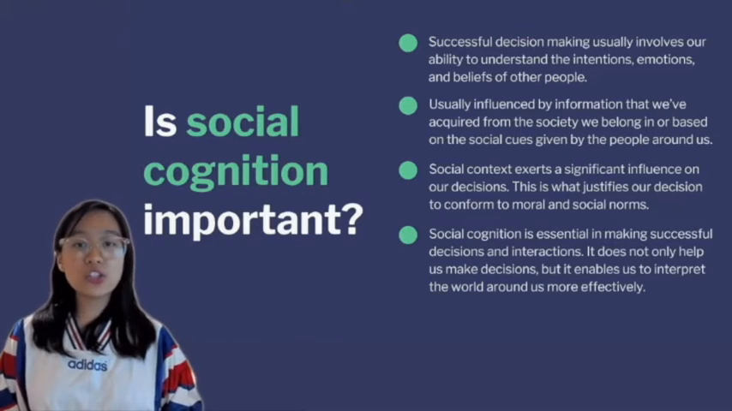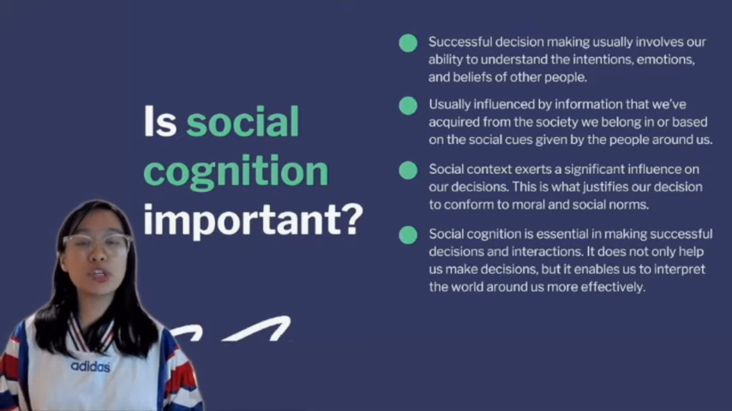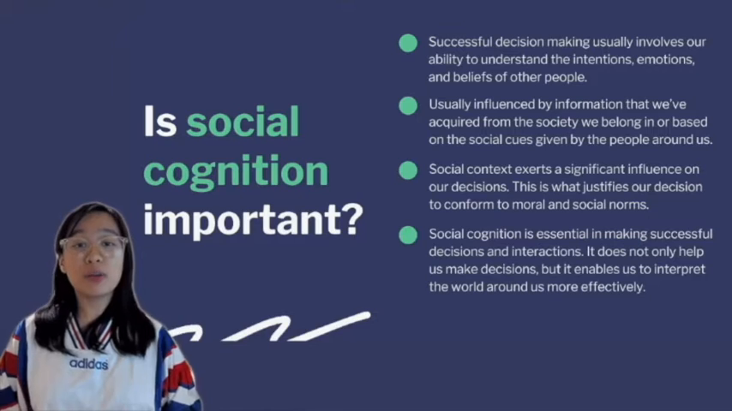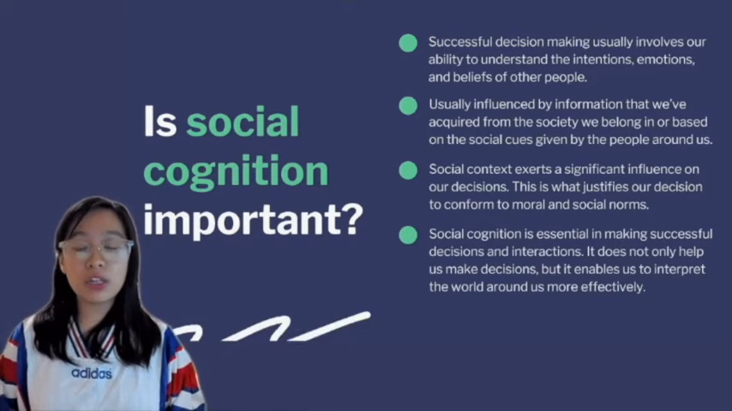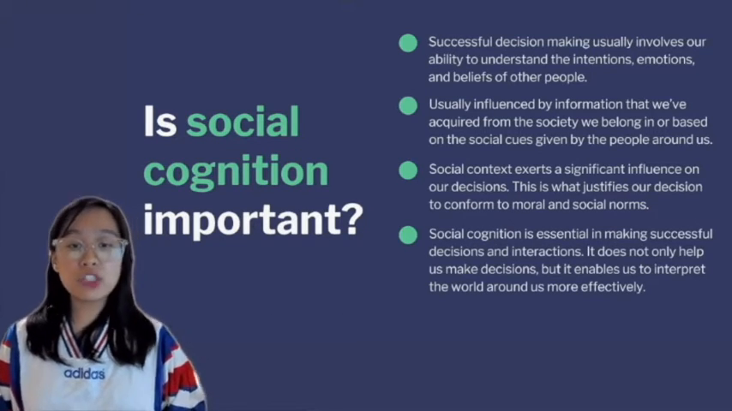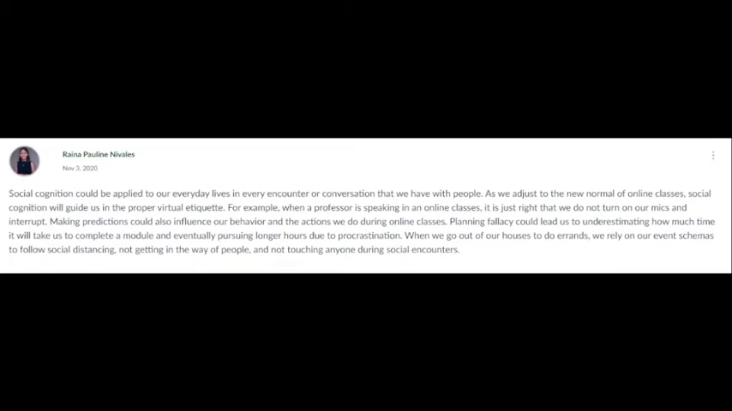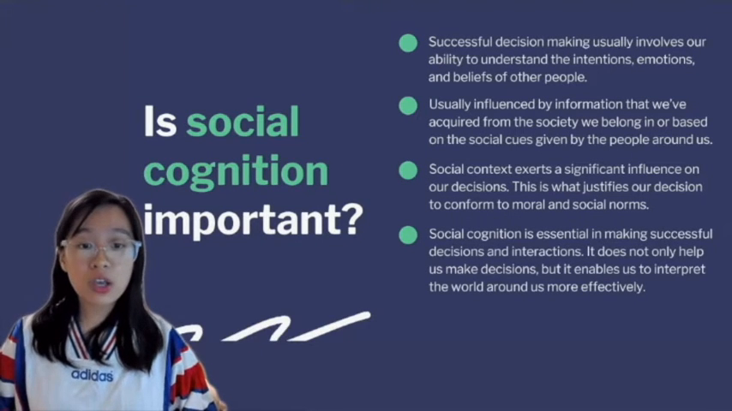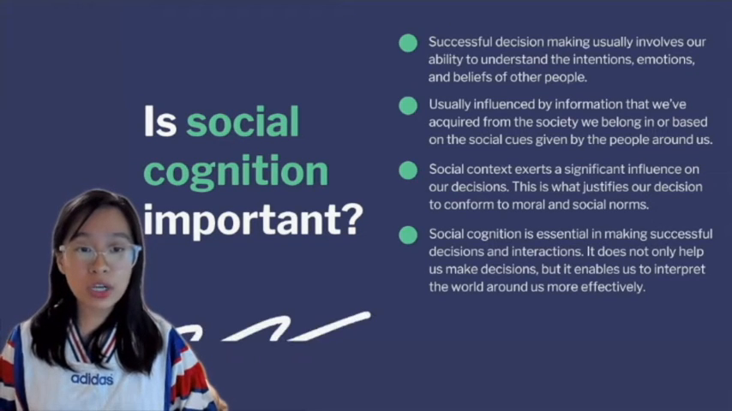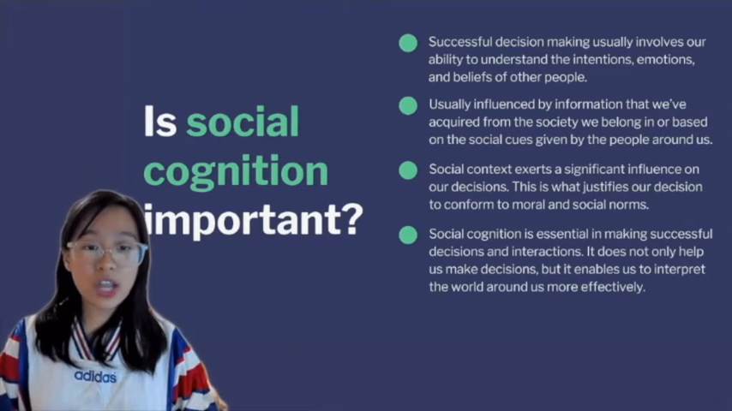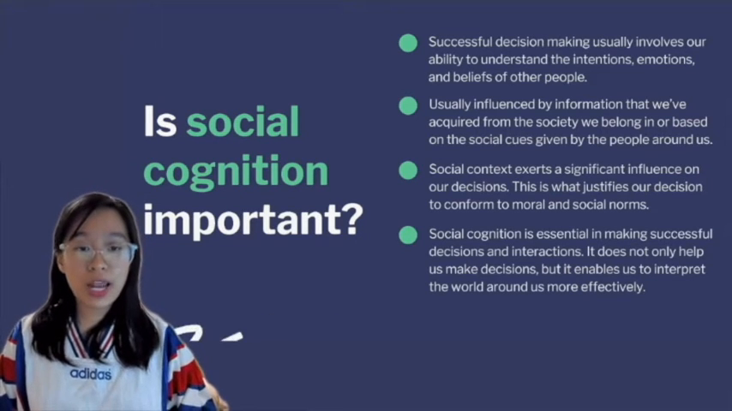So if you paid attention to the previous reporters, I think we both share the same answer at this point. It's a very big yes. But how? Social cognition is important because this is how we learn and understand things. Like what Raina mentioned in her comment, social cognition guides us on how we should properly act during online classes. We know this information because our social cognition is aware of how people think or react about other things. So we know that if we talk while other people are talking or while the professor is talking, it is in a way distracting people and it will cause disruption in class.